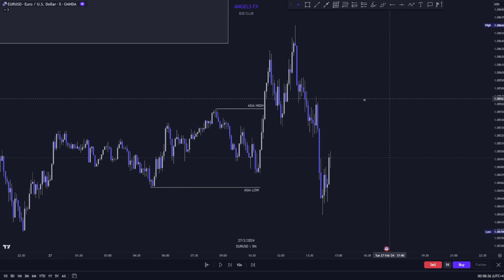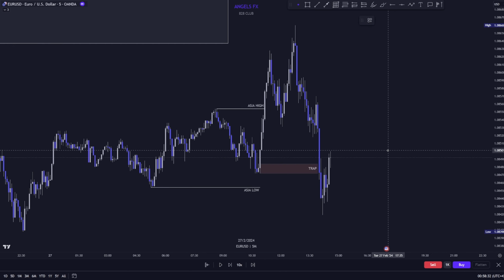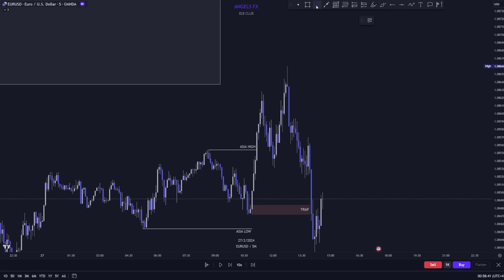Okay, and after we swept this Asia high, price created this demand zone, this smart money trap. Why? Because, as I told you, many smart money traders think that this is a valid demand zone because they have breakout structure and they have imbalance, but no, it's not correct. Here we swept liquidity, and as you can see, it's also one of the nicest confluences.